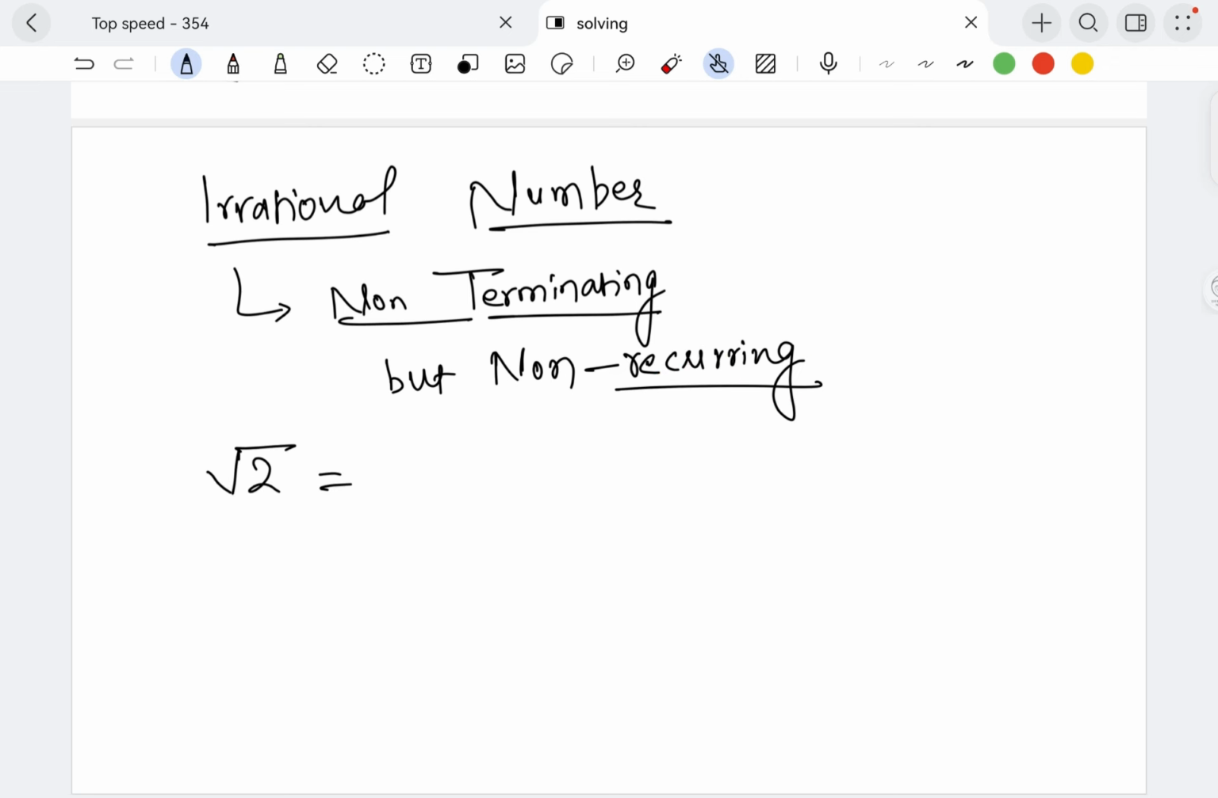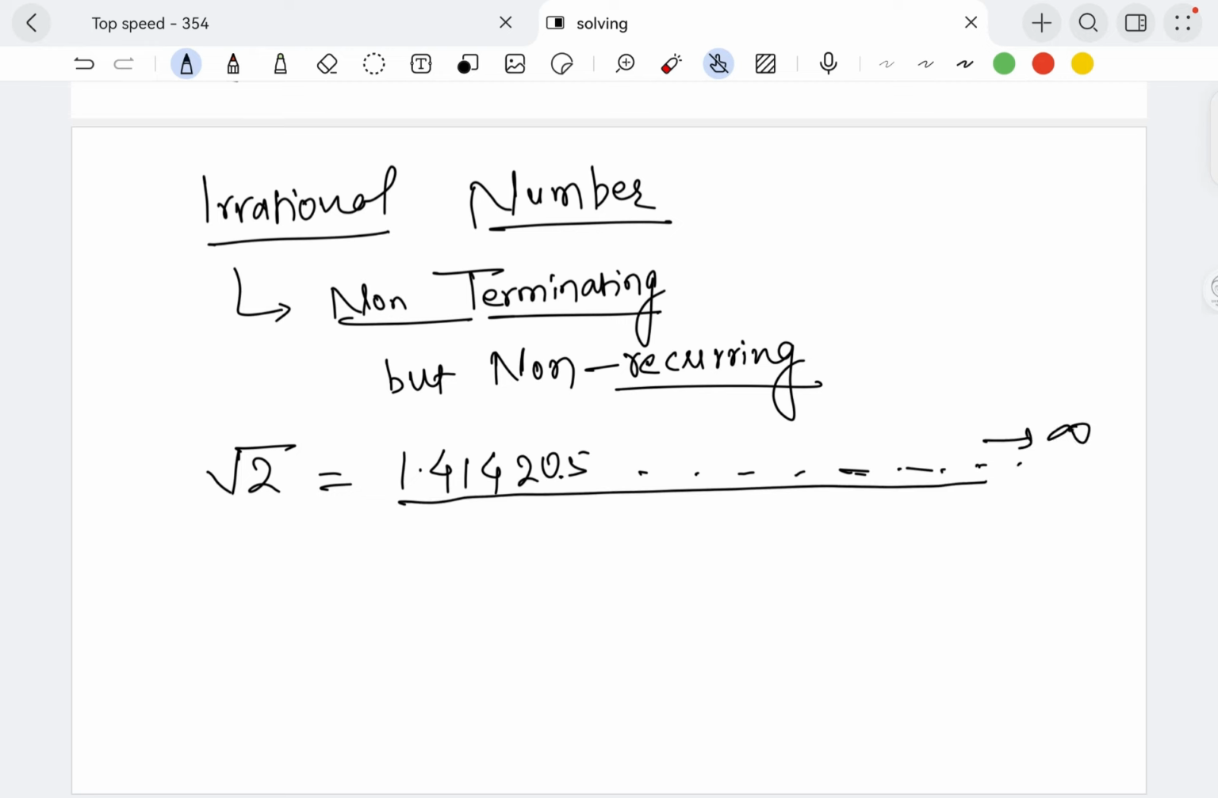If you see the value of root 2, it will be like 1.414 and something 205 something. I don't remember exactly because it's been a long time now. But it will never ever terminate. That means it will go up to infinity, but it doesn't even have a pattern. If there was 414, again 414, again 414, I understand that this is a pattern, and I can write 414 recurring. But here all the numbers keep changing, so there's no such pattern in which we can express this. Hence, it is an irrational number.